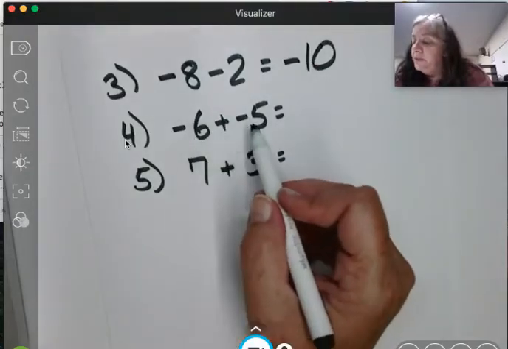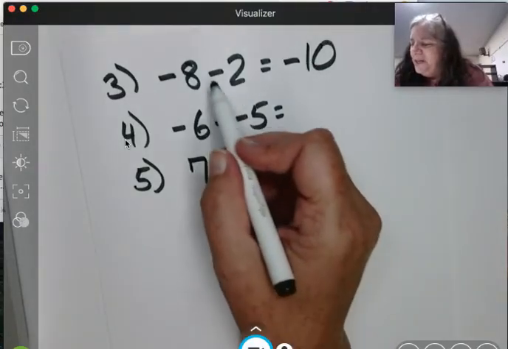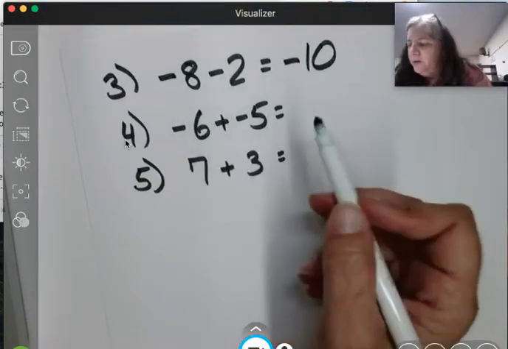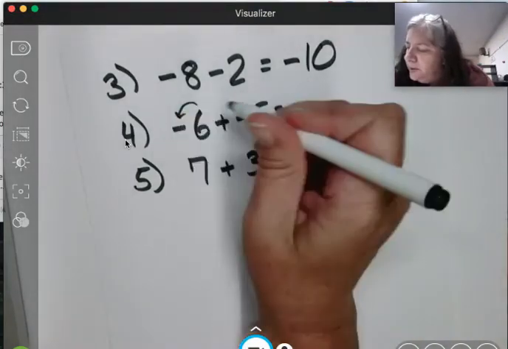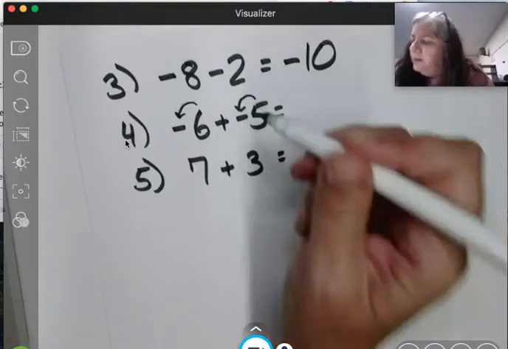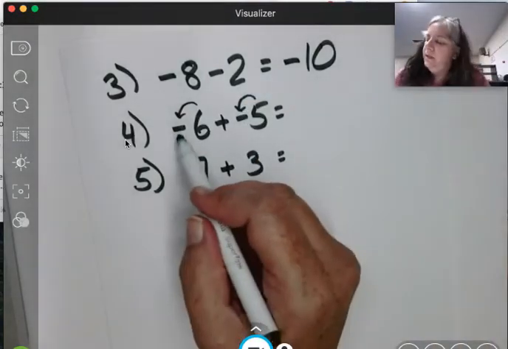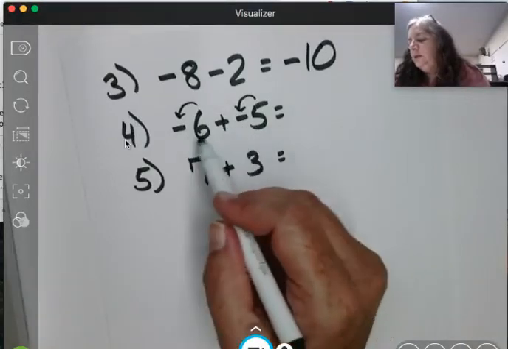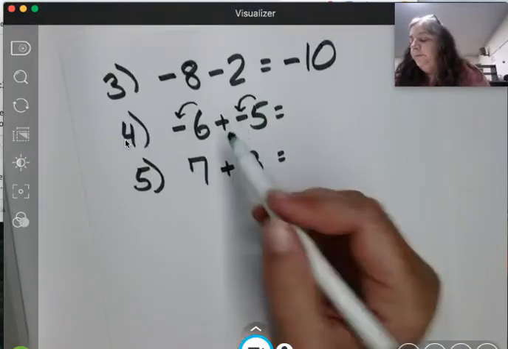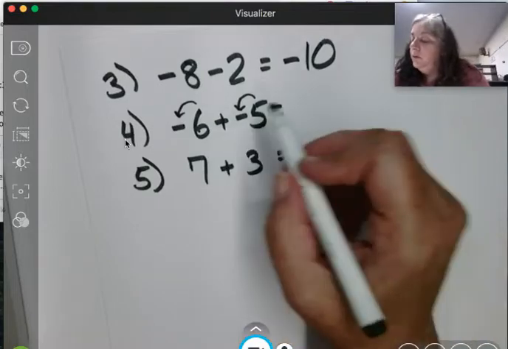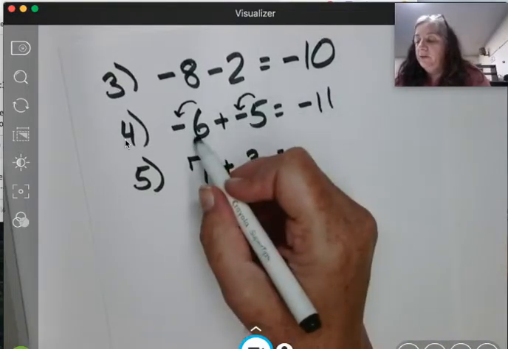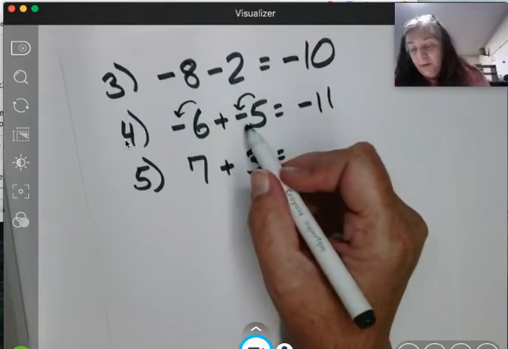-6 plus -5. Nobody cares that this is my -8 minus 2. This is -6 plus -5. Nobody cares. The only thing we look at is the sign exactly to the left. -6 plus -5, same signs. Boom. You know what we're going to do? We're going to add them. -11. If I lost $6 plus I lost $5, I lost $11.